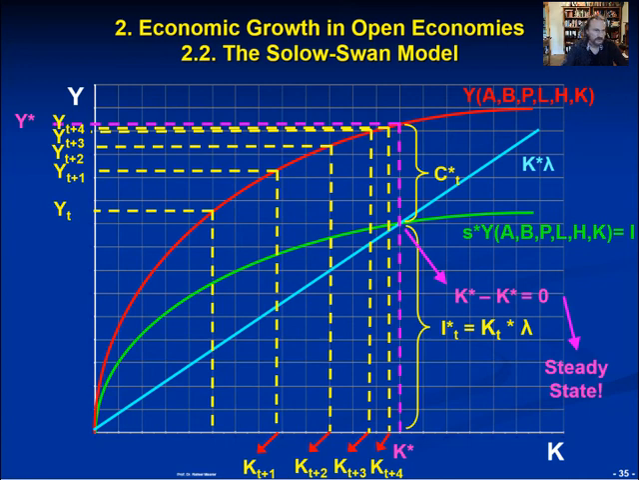So now we have developed the Solow-Swan model for the closed economy. In the next lesson we will open the Solow-Swan model for international trade and international capital flows, and then we will see how this affects this steady state level. So much for this lesson.